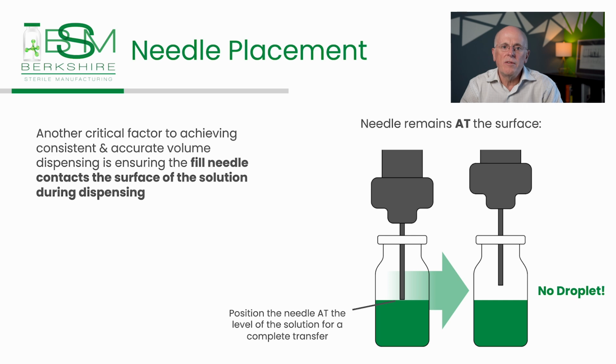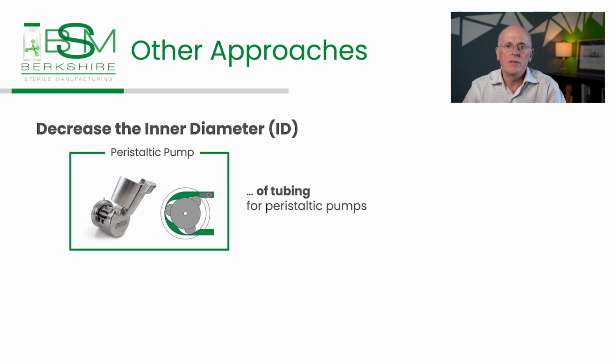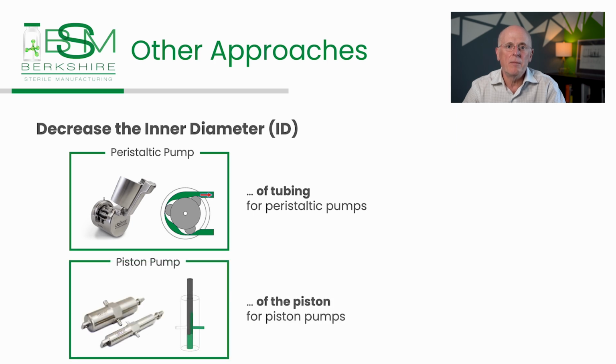The surface tension of the filled unit will pull all the excess drug product away from the needle, ensuring a complete transfer, and this practice will result in more uniform volumes for each container. A few other approaches to increase accuracy and repeatability are to decrease the inner diameter of the tubing used with a peristaltic pump or decrease the ID of the piston pump. A smaller inner diameter will slow the flow of drug product, making it easier to consistently hit your target fill volume with peristaltic pumps. However, this can prolong the filling process.